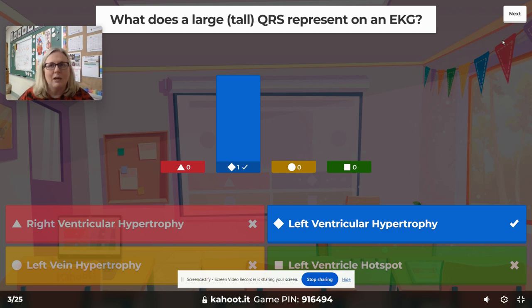Now we've talked about seeing tall QRS complexes in older people. That's the bad kind. That's chronic high blood pressure. So if it's an older person, it's not so good. And in a younger person, it's perfectly normal, especially in young males.